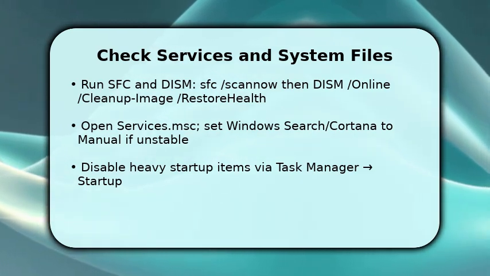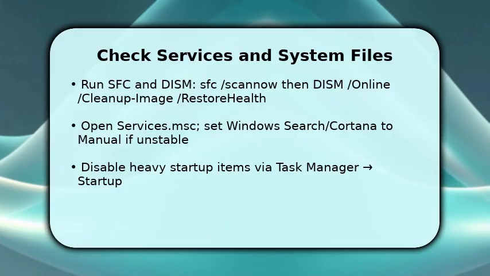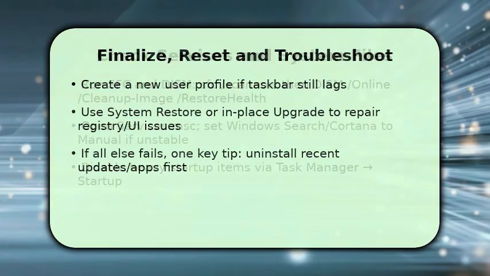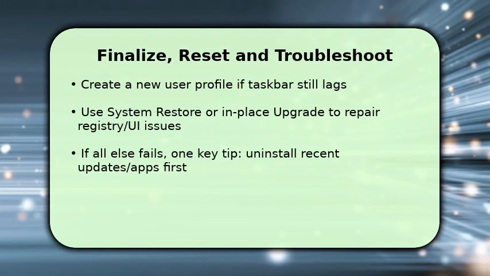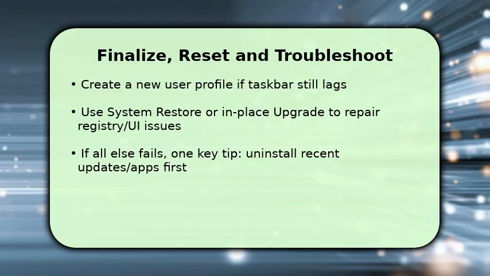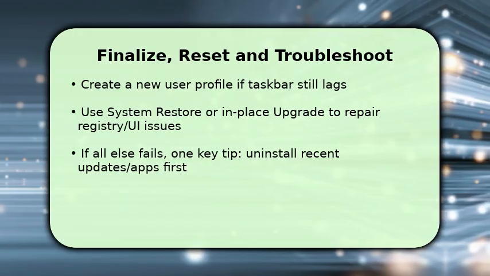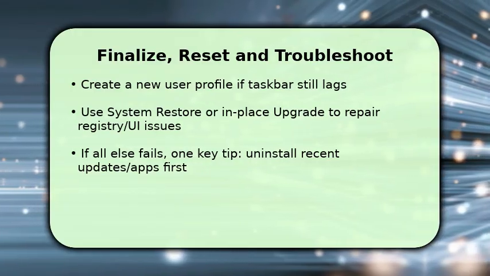To finish, confirm persistence across reboots. Create a new local user and sign in to test the taskbar. If the new profile is smooth, your original profile is corrupted. If problems persist system-wide, run an in-place upgrade or use System Restore to a point before the lag started. That repairs registry and UI components without deleting files.